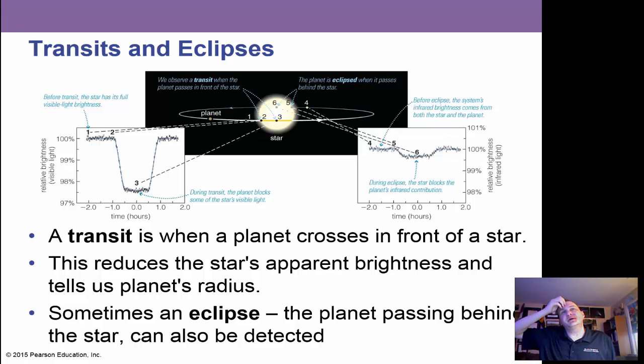But another way we can do this is with transits and eclipses. So a transit is when the planet crosses in front of the star. Just like my research that I did in my program at Missouri State University, where I looked at stars that pass in front of each other and had eclipses, this is similar to that. This effect, the transit, reduces the star's apparent brightness and tells us the planet's radius. Sometimes an eclipse is caused, and the planet behind is passing behind the star, and that can also be detected.